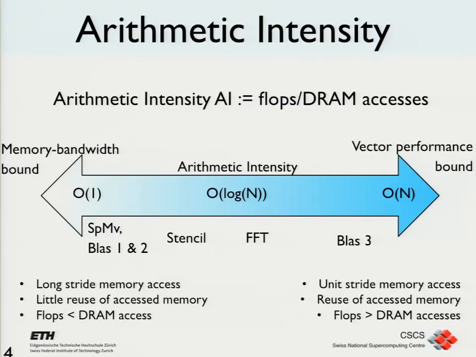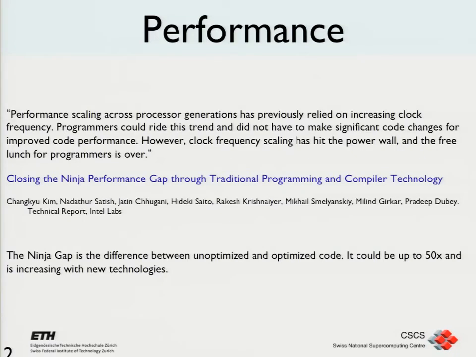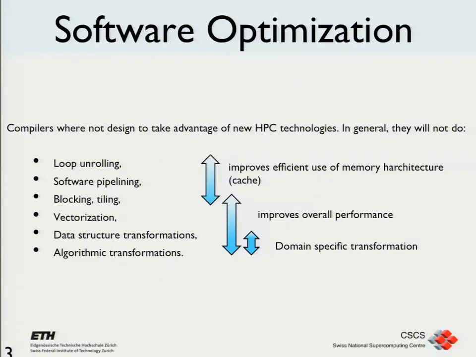Okay, so what you can expect from your programmers is over. This means that there will be an increasing gap between an unoptimized code and an optimized code. And as you can see, they claim that it's going to be up to 50 times now, and this gap is increasing. So we are going to try to close this gap.